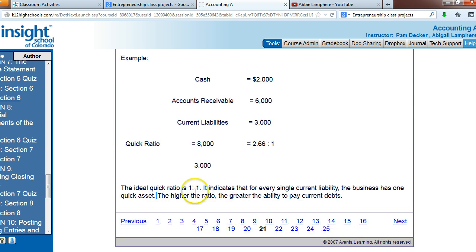The ideal quick ratio is 1 to 1. It indicates that for every single current liability, the business has 1 quick asset. The higher the ratio, the greater the ability to pay current debts.